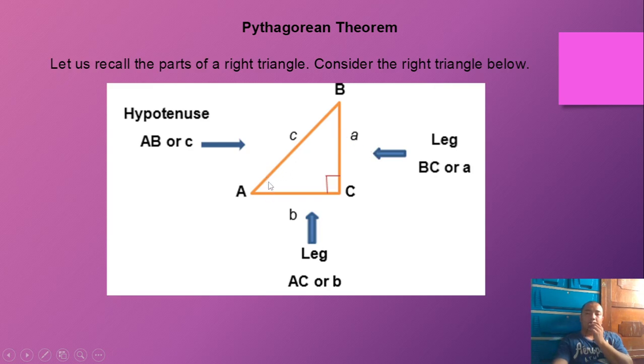The opposite of angle A is side a, small letter a, which is one of the legs. Its name is BC or a. And we have here the side AC, opposite of angle B, so we have side b, small letter b, which is also a leg. Its name is AC or b. These are the parts of a right triangle. The longest side is the hypotenuse, c here.